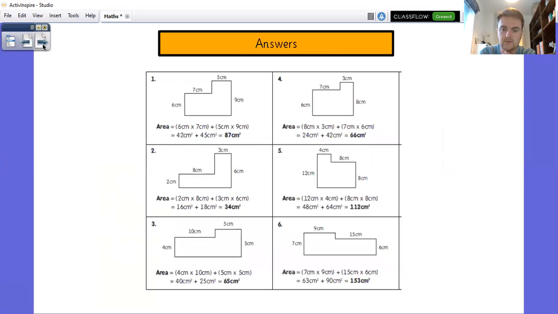So there are your answers as well. Use them to check through your work. Use them to work backwards from if you're not sure. But have a real go at this and remember to use those colors if it will help you to see where the split for the rectangles is.